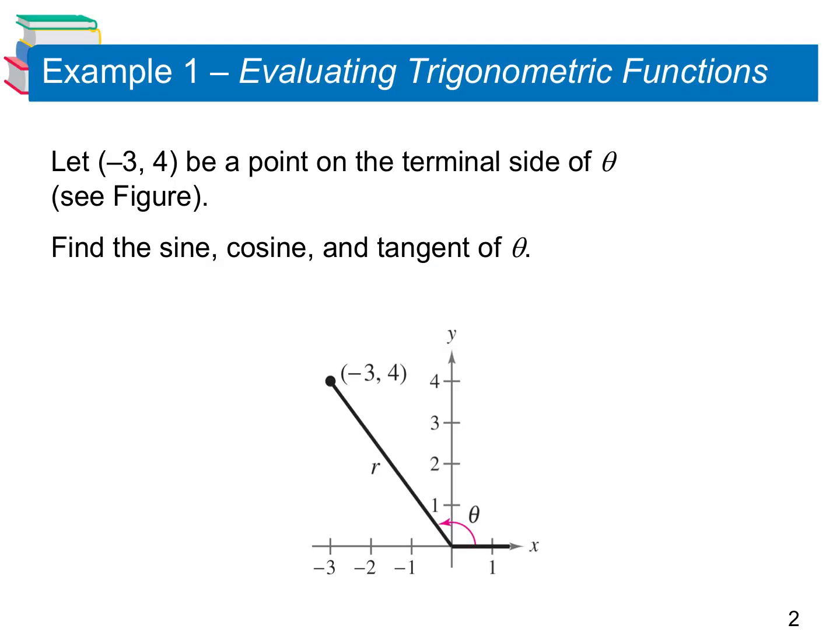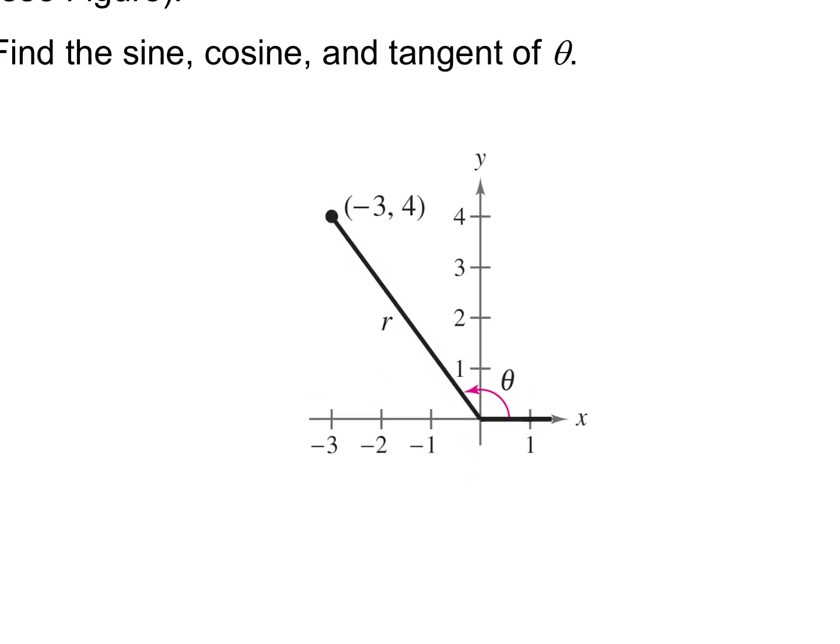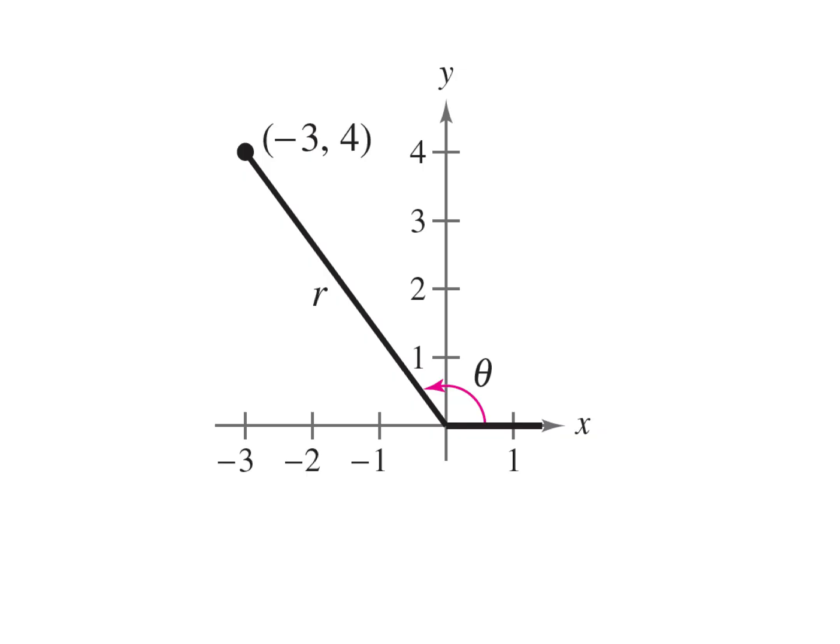So looking at example 1, it says let negative 3, 4 be a point on the terminal side of theta. Find sine, cosine, and tangent of theta. So if we want, we could draw our triangle here. I'm going to drop my third side towards the x-axis. So we've got our right angle here. Theta comes from the center angle, so this would be our theta. Our x value is negative 3, so we go along the x-axis, negative 3. Our y value is the height of our triangle here, which is 4.